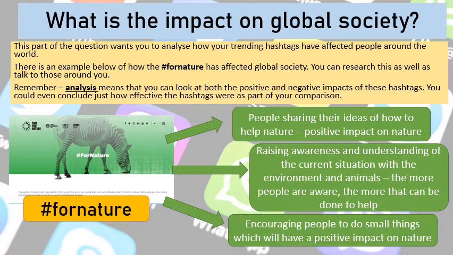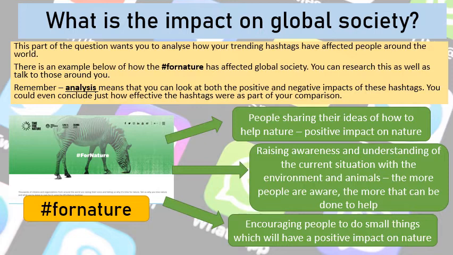Part of this question requires you to look at what is the impact of that trending hashtag on global society. And this means, how has that hashtag affected people around the world? We are going to look at an example together of how the #4Nature has affected global society. You can do this by researching on the internet, but also talking to people around you about how that hashtag might have affected them. The #4Nature helps people to share their idea of how to help nature, and therefore has a positive impact on the environment and nature as a whole. This is an impact on global society that this hashtag has had.